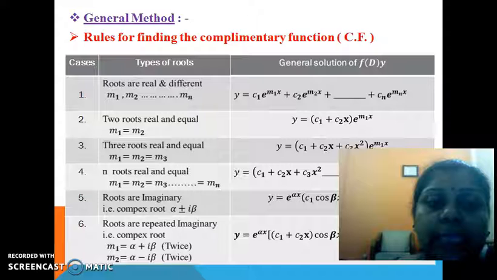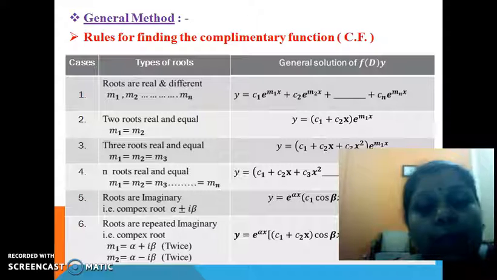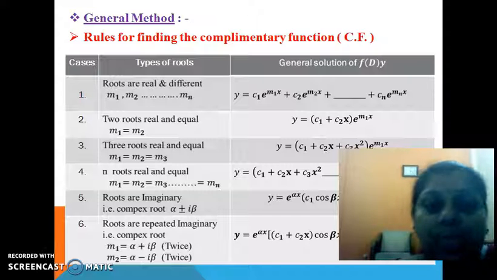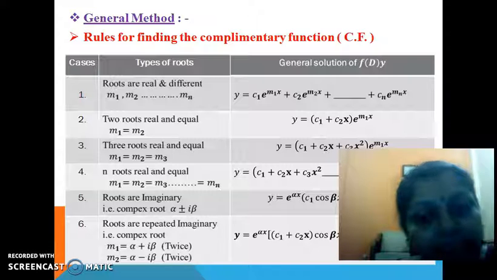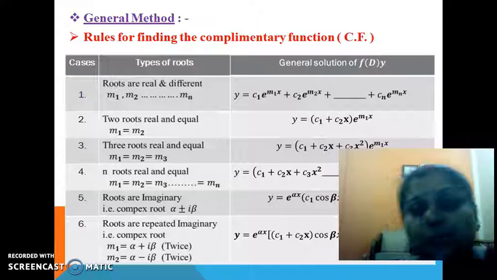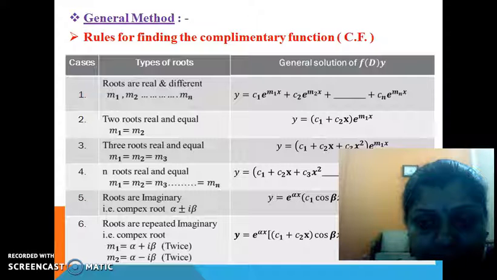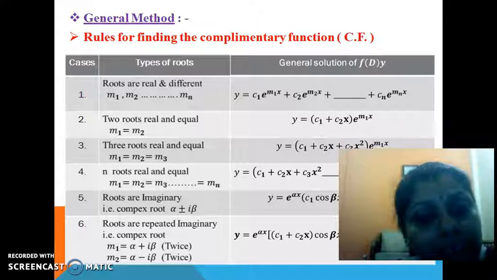Next, we discuss when roots are imaginary, such as alpha plus or minus i beta. When the roots are given as imaginary, alpha plus or minus i beta, we write the general solution in the form y = e^(alpha x) (c1 cos beta x + c2 sin beta x).